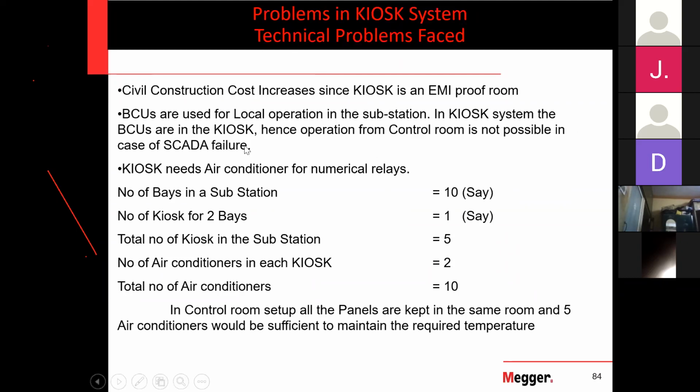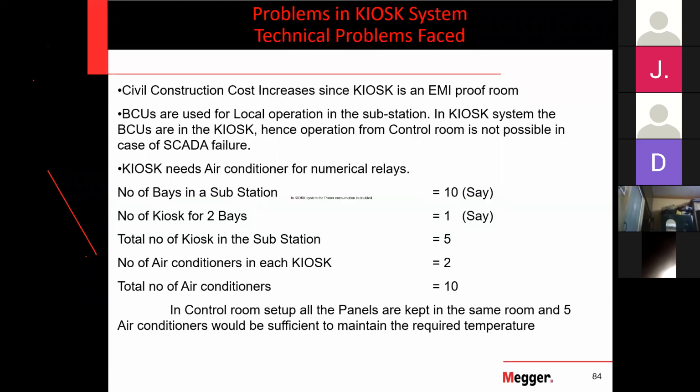The second one is the major problem. BCUs are used for local operation in the substation. In the kiosk system, the BCUs are in the kiosk. Hence, operation from the control room is not possible. That means, we earlier said that the control panel is for local operation. We eliminated the control panel and we kept a relay and we called it a BCU. And we said that we will be able to operate locally from the bay control unit. Then what we did, we moved that BCU to the switchyard itself. Now if there is a communication problem, the operator cannot operate from the control room. He has to run again to the switchyard. This is the major failure of the system.